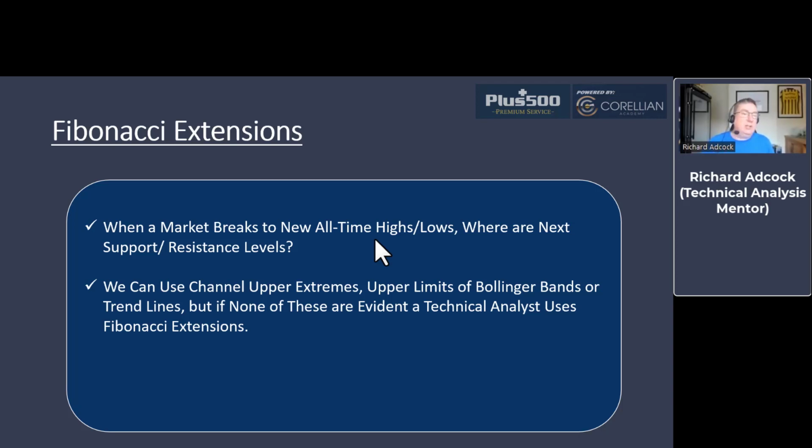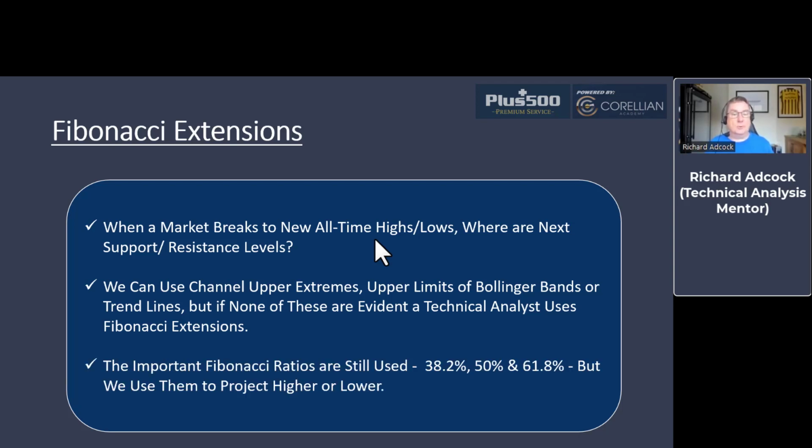Now, we can use channel upper or lower extremes, Bollinger Bands, trend lines to highlight where the next support or resistance levels are likely to be encountered. However, when these aren't available, it's when we use Fibonacci extensions to highlight the potential support or resistance levels. Now, we use exactly the same ratios or percentage levels that we do with the retracements, 38.2%, 50%, and 61.8%, but we project them higher or lower depending on the direction of the market break.